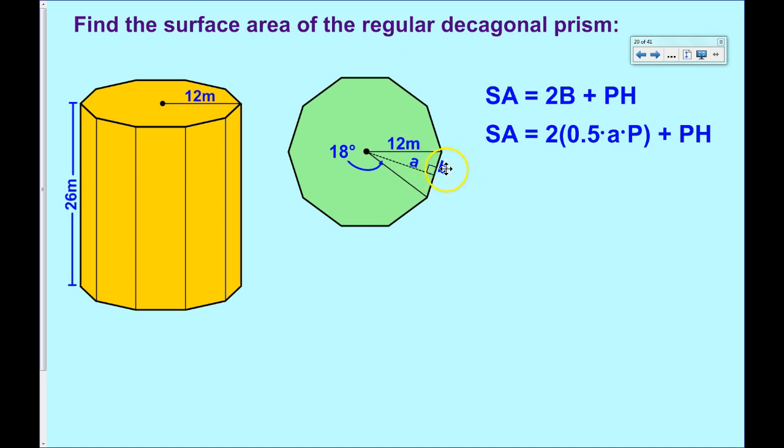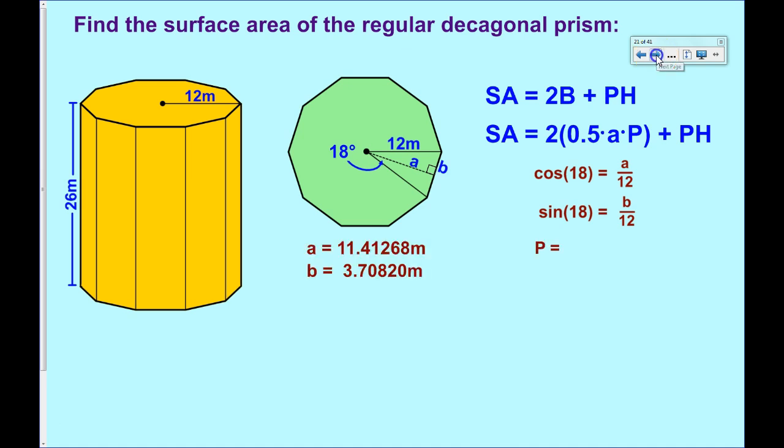B is going to help us figure out perimeter. The apothem is going to help us figure out the area of the base. So see if you can write 2 trig ratios to figure out the length of A and the length of B. If you do that correctly, you get these 2 equations. You can solve those equations very easily by multiplying by 12, and you get those values for A and B.